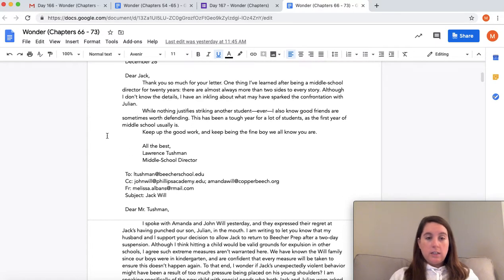December 26th. Dear Jack, thank you so much for your letter. One thing I learned about being a middle school director for 20 years, there are almost always more than two sides to every story. Although I don't know the detail, I have an inkling about what might have sparked the confrontation with Julian. While nothing justifies striking another student, ever, I know good friends are sometimes worth defending. This has been a tough year for a lot of students, as the first year of middle school usually is. Keep up the good work and keep being the fine boy we always know you are. All the best, Lawrence Tushman, Middle School Director.